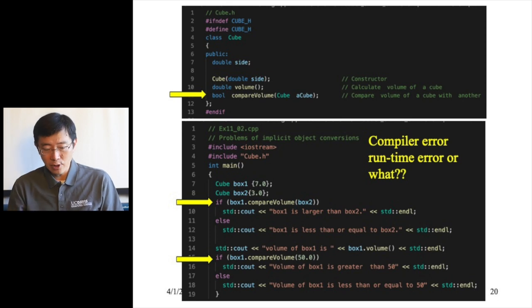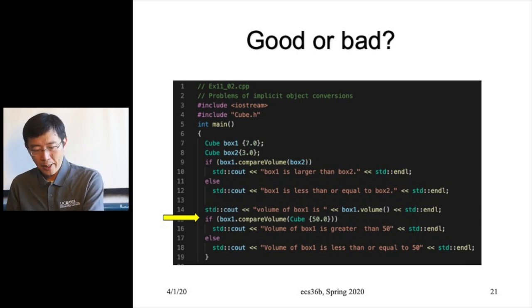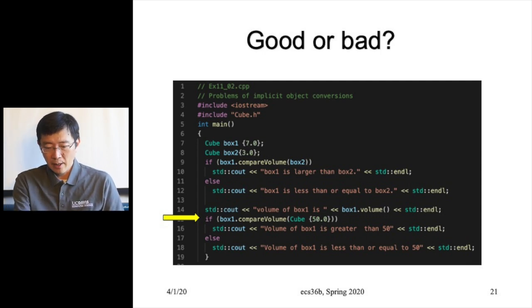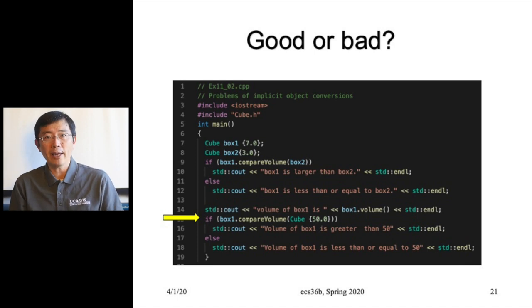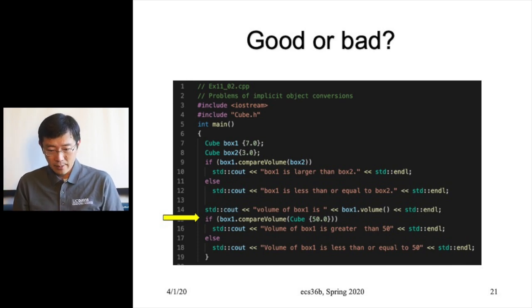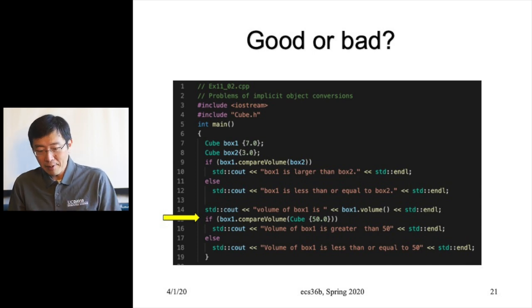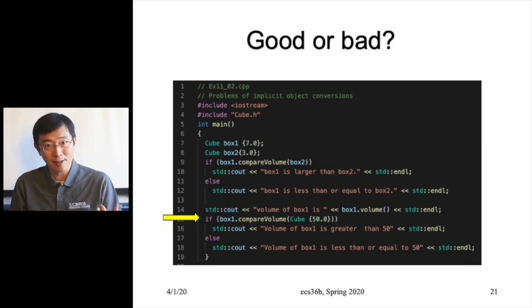So the way the compiler works, as I'm going to show on this slide, is equivalent to doing this. For me to say box1.compareVolume(50) is equivalent to saying box1.compareVolume(Cube{50}), because it's an implicit constructor call using what we call the bracket initialization formalism. In other words, this is a surprise to me. Some programmers made a mistake. They misunderstood the class Cube. They thought they could just put in a 50 as the volume they want to compare, not as constructing an object with a side of 50, because a side of 50 and a volume of 50 are totally different concepts.